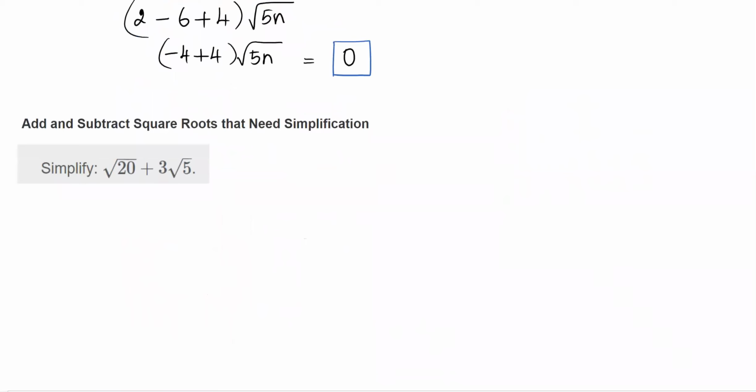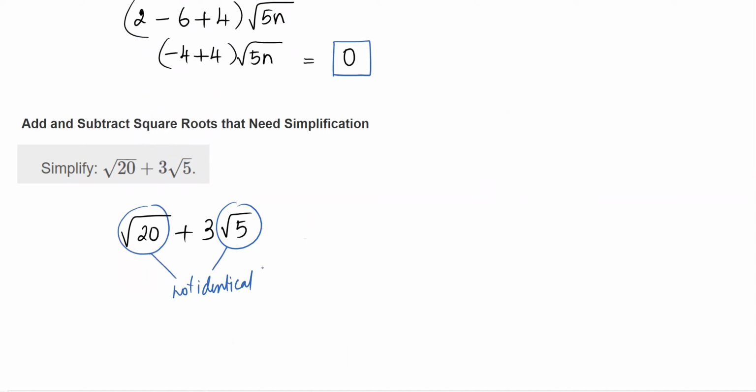What about square roots that need simplification? How do you add or subtract them? Well, let's take this problem. Square root of 20 plus 3 root 5. You look at these two, and you declare not identical. Okay. But if you look at the square root of 20, actually, it is a little premature to declare this as not identical because the 20 can be simplified.